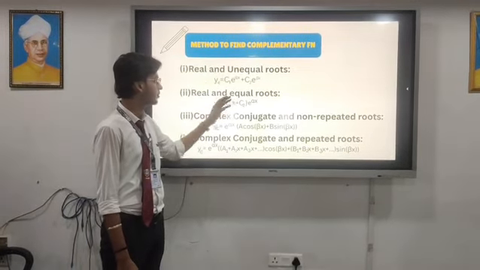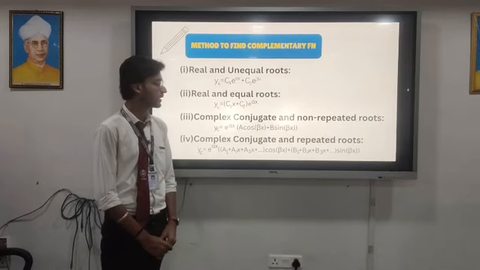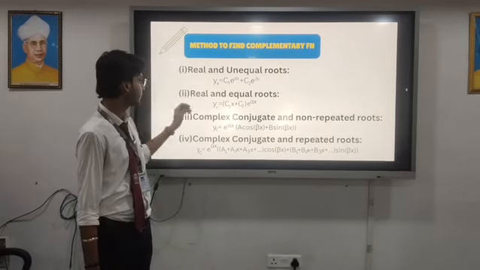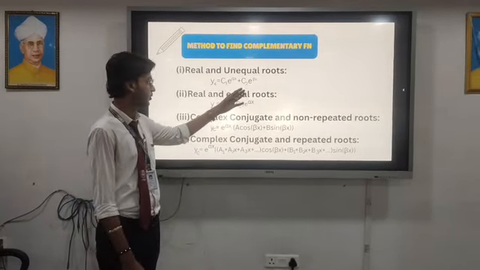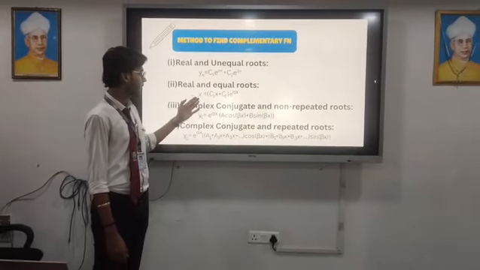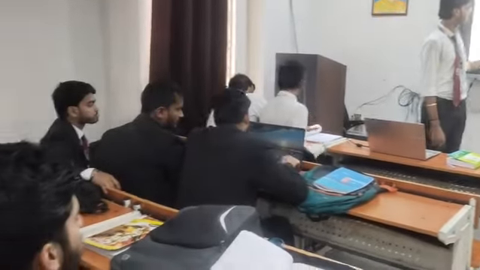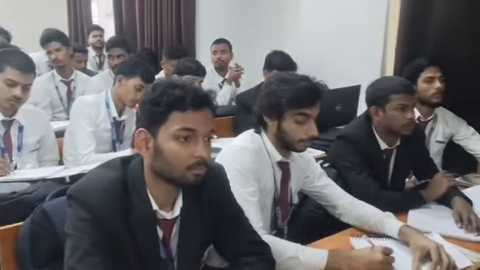For real and unequal roots, the complementary function is y equals c1 e to the power alpha x plus c2 e to the power beta x. For real and equal roots, we have y equals (c1 x plus c2) into e to the power alpha x. For complex conjugate and non-repeated roots, we have y equals e to the power alpha x into (a cos beta x plus b sin beta x).